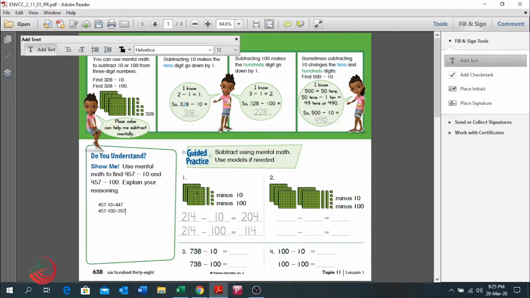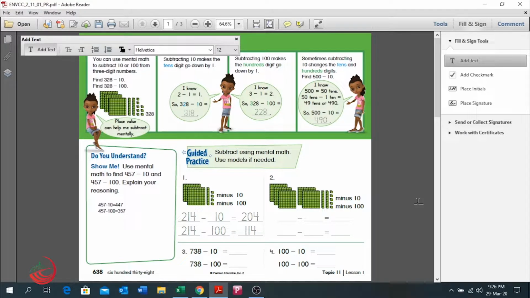How many blocks do we have here? 200, a 10, and a 4. 214. We're going to do it once minus 10 and another time minus 100. 214 minus 10 equals, we're going to subtract the tens digit. 1 minus 1 equals 0. So it's going to be 204. 214 minus 100, we're going to subtract the hundreds digit, which is the 2. So 2 minus 1 equals 1. So it's going to be 114.